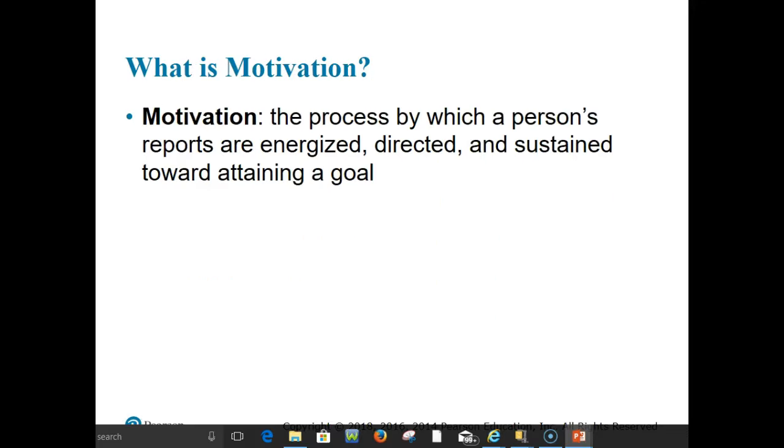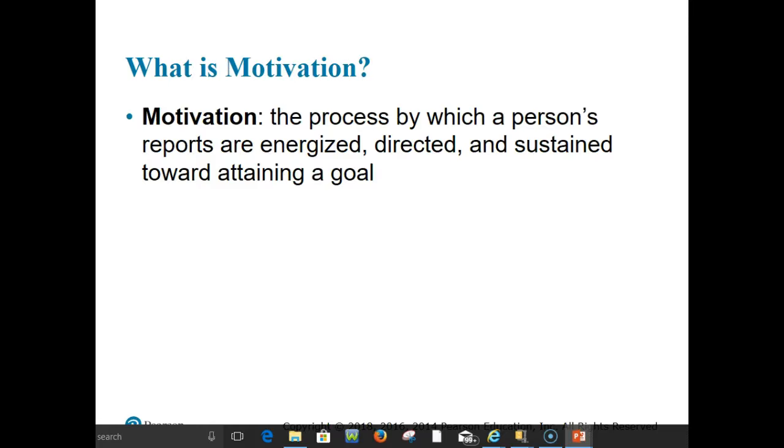So what is motivation? Motivation refers to the process by which a person's efforts are energized, directed, and sustained towards attaining a goal. Now, this definition has three key elements. That's the energy, direction, and persistence. The energy element is a measure of intensity, drive, and vigor. A motivated person puts forth effort and works hard.